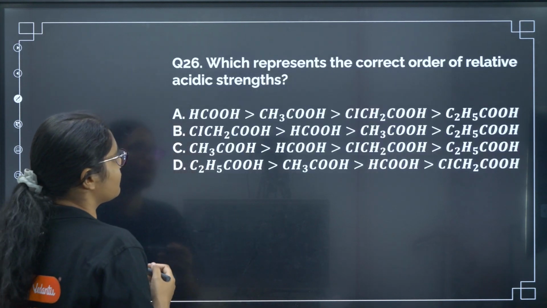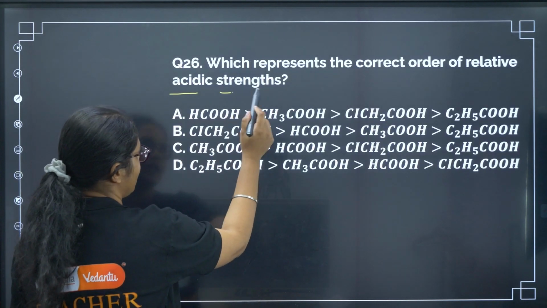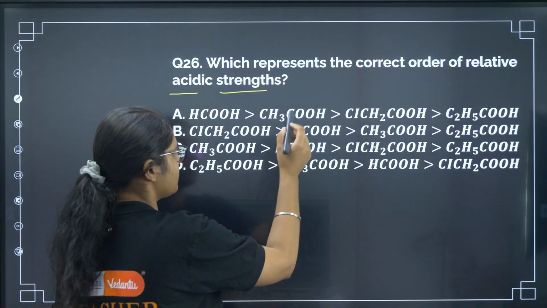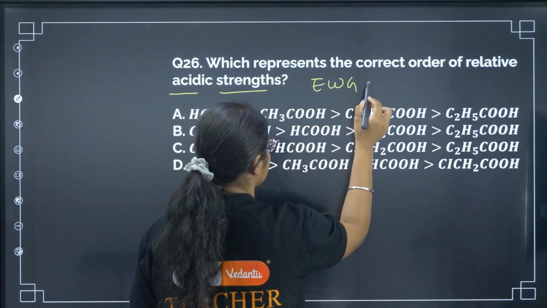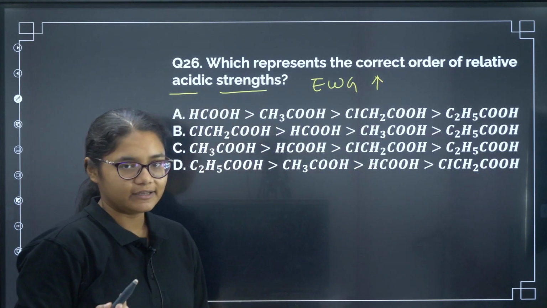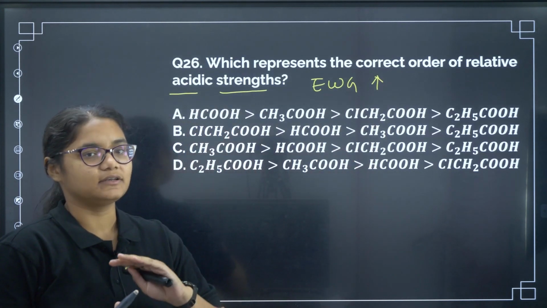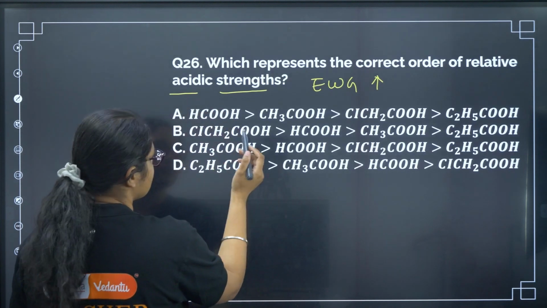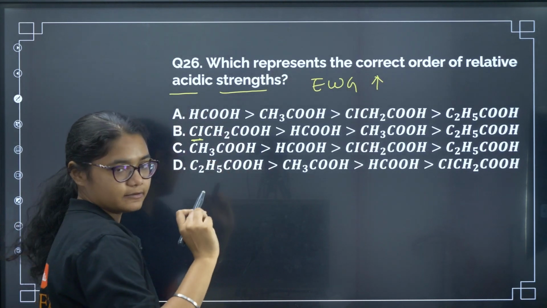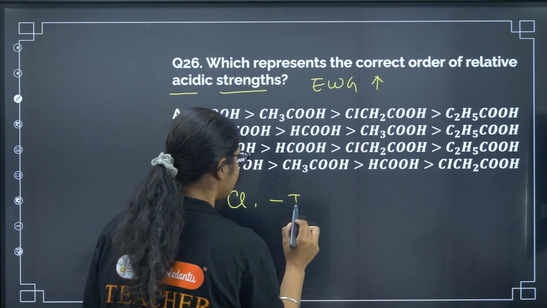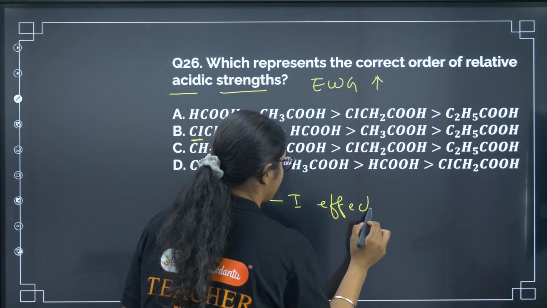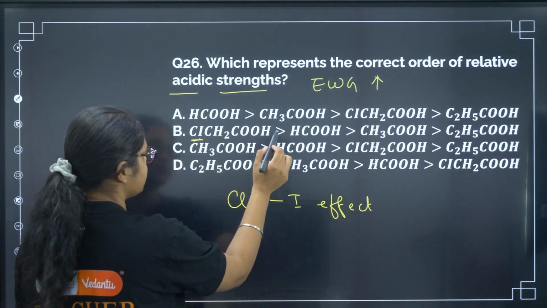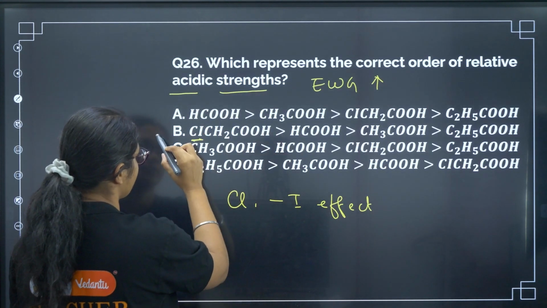Next question, which of the following represents the correct order of relative acidic strength? So acidic strength and basic strength questions are very common. Here you have to remember, if any electron withdrawing group is there, acidity will increase. If electron donating group is there, acidity will decrease. So first of all, if you see all the options, we have these molecules where chlorine is present. Chlorine has minus I effect, so it can stabilize the conjugate base and acidity will increase. So it has to be the first one, so we can eliminate all other options.